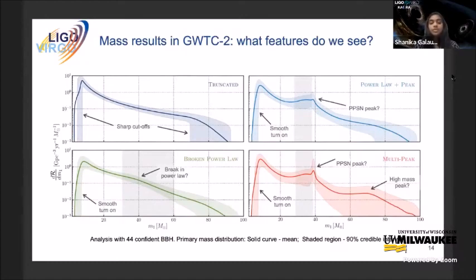So these are our results using the 44 confident binary black holes in our catalog. Let's look at some of the specific features that we see in these models. We have these peak-like structures, and we see these break-like structures. Of these models, we can determine which ones are more favored. When we use multiple models for our analyses, we can do model comparison. We find that power law peak, multi-peak, and broken power law are our favored models, and truncated is disfavored, which suggests that a simple power law doesn't really explain our mass distribution. Moving on to the next slide.